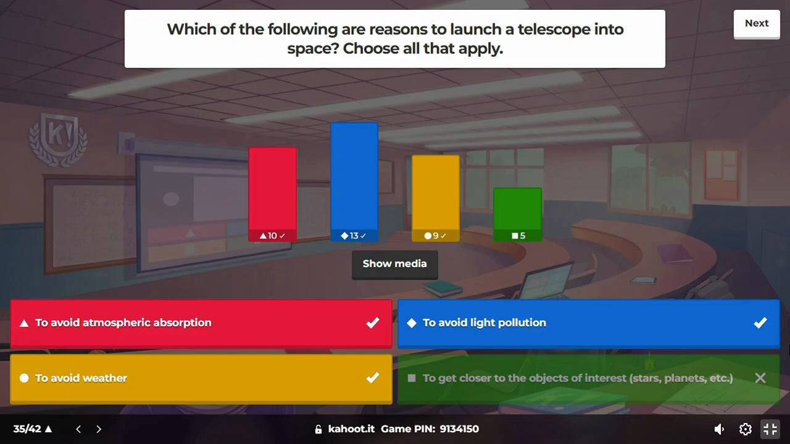Yeah, so you want to avoid the atmosphere absorbing some of the photons that you might want. There's not going to be a rainy day in space, and there shouldn't be a bunch of light pollution from a nearby city. So it's not because we're getting closer to the object of interest, because the distance from the ground to space is very small compared to the distance to that interesting astronomical source.